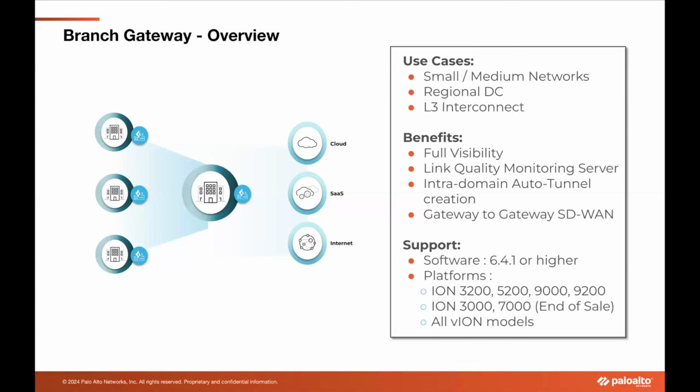From a support perspective, this does require software image 6.4.1 or higher. And then from an actual platform perspective, we support it on every place you can run data center mode today. We support this for branch gateway. So it basically includes ION 3000 and up, all the way to 9200, with the note that the 3000, 7000 are end of sale. In addition to all of the vION models are supported for branch gateway mode.